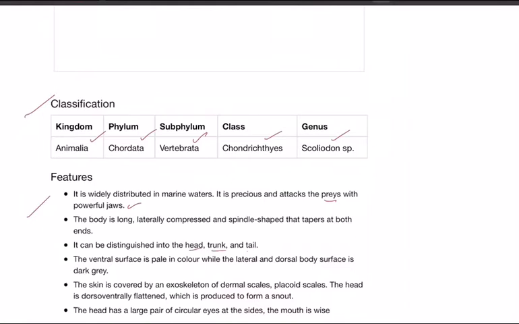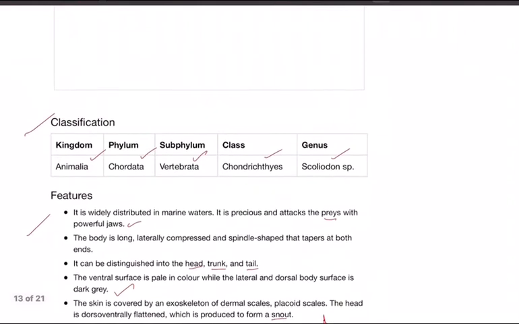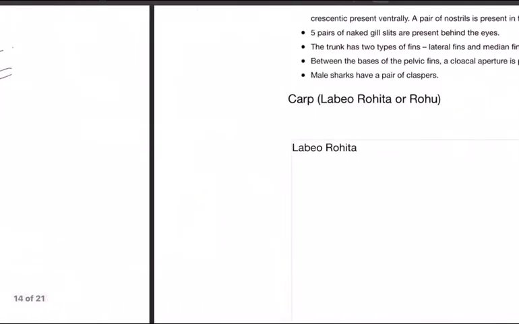Body is long, laterally compressed and spindle shaped, tapering at both ends. It can be distinguished into head, trunk and tail. Of course, you can see the diagram in your textbook. You can download it also. The ventral surface is pale in color, while the lateral and dorsal body surface is dark grey. The skin is covered by exoskeleton of dermal placoid scales. The head is dorsoventrally flattened, produced to form a snout. The head has a large pair of circular eyes at the sides, and the mouth is wide.